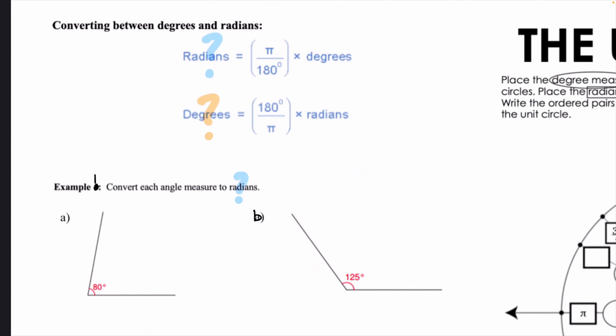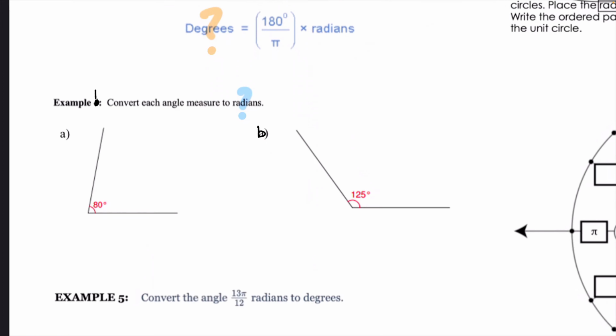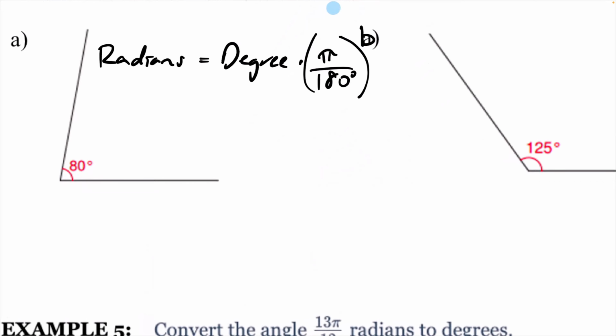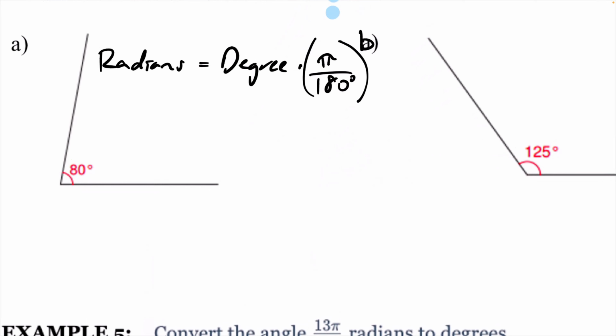Okay? So the first formula says radians equals degrees times pi over 180. Okay. I don't know what radians are. I know what degrees are, 80. So that's why I'm using this one. So for this guy, it's 80 degrees times pi over 180.